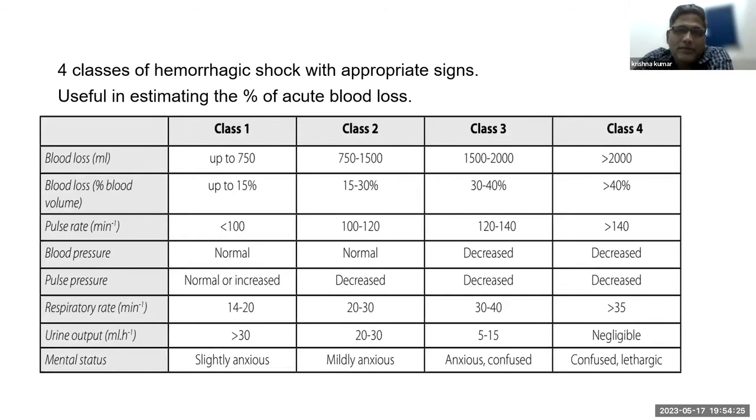The American College of Surgeons and the ATLS have given a classification of four classes of hemorrhage. In class three, with blood loss of more than around 1.5 to 2 liters, only then does the systolic blood pressure actually start dropping. But at less than that, the BP remains normal. So this is very important in patients with massive hemorrhage, that even the BP may not correlate clinically with the shock. If the patient has blood loss, then we assume the patient is in shock.